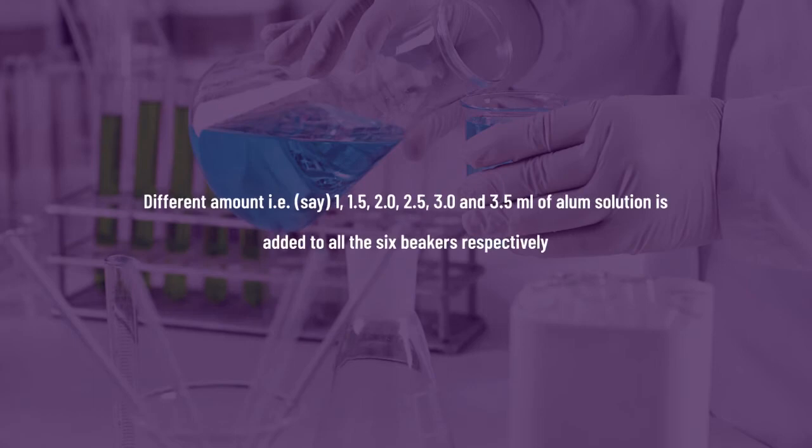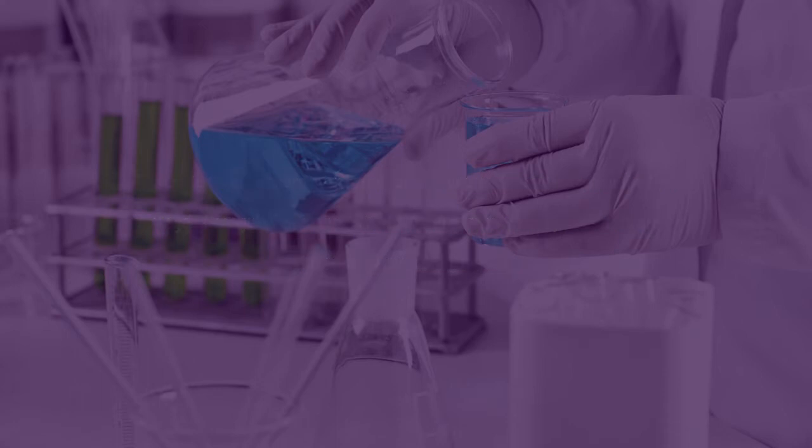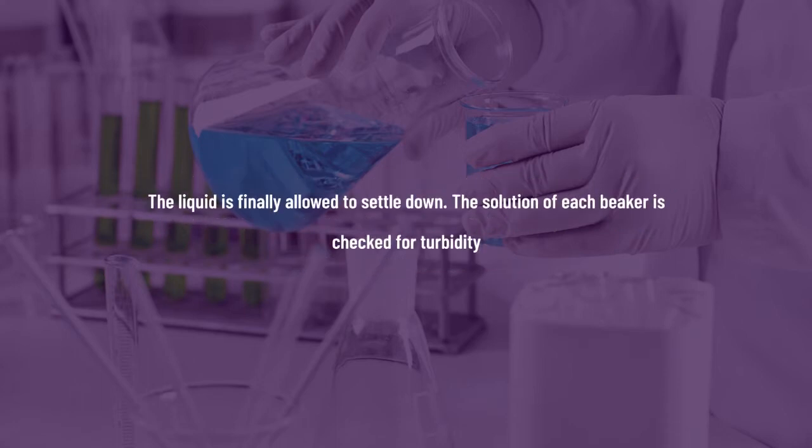Different amounts, 1.5, 2, 2.5, 3 and 3.5 milliliter of alum solution, are added to the 6 beakers respectively. The contents of the beakers are stirred rapidly for 2 to 3 minutes during the first stage of coagulation at the rate of 100 to 120 rpm. Then the contents are stirred at 20 rpm for 20 minutes. The liquid is finally allowed to settle down.